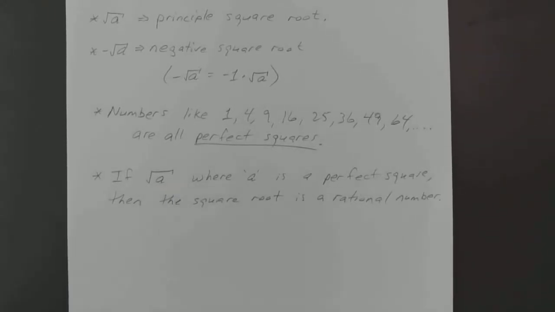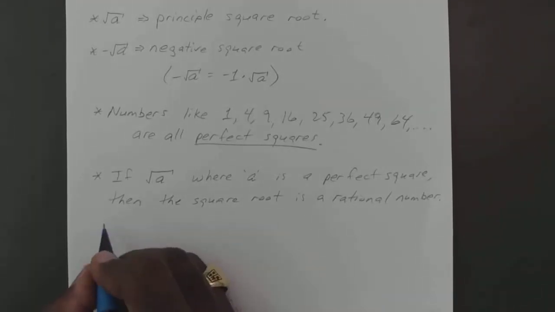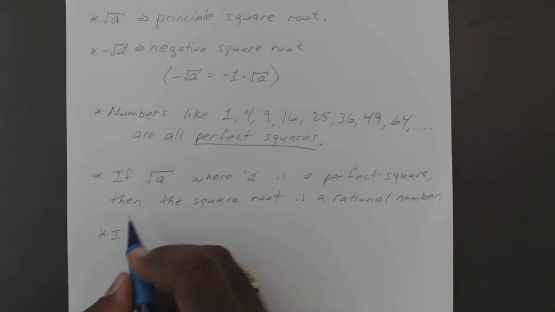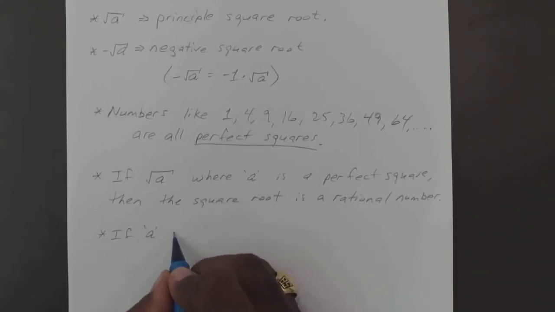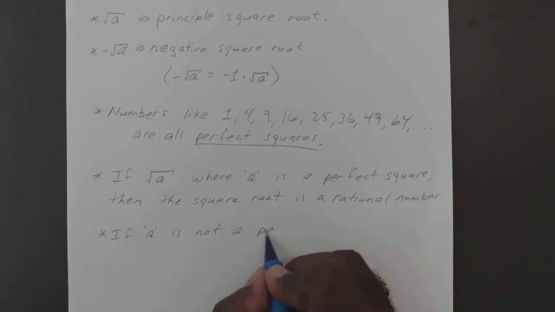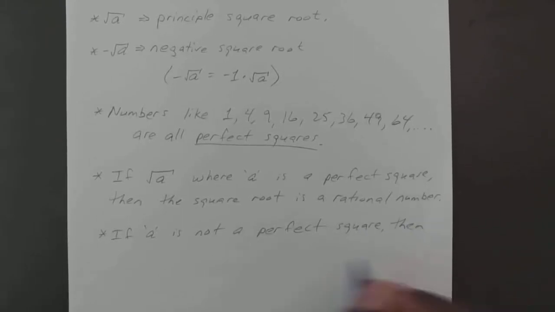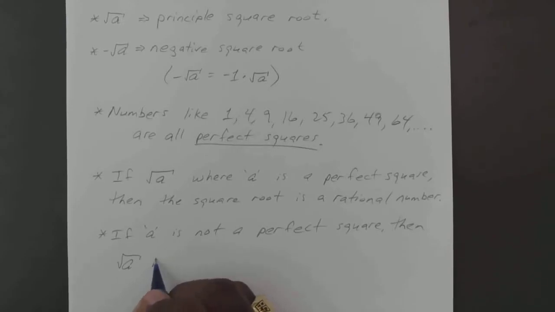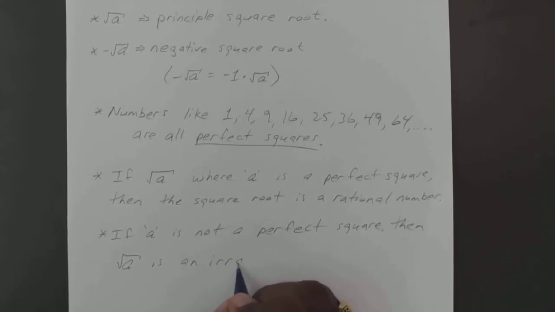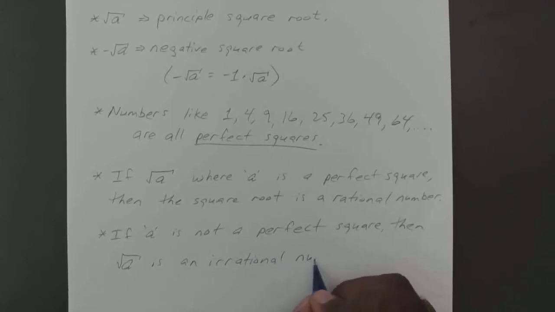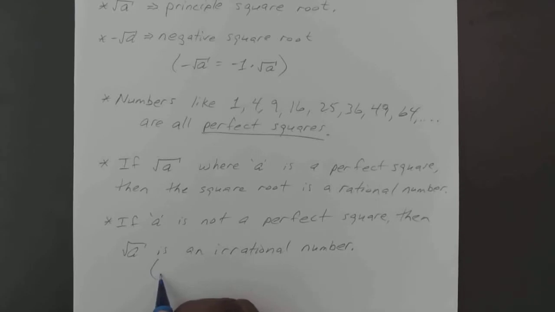Now, if a is not a perfect square, so let's say you had square root of 3 or square root of 7 or square root of 12, then your answer would be an irrational number because you'd end up with a decimal number that really never ends. If a is not a perfect square, then square root of a is an irrational number. For example, square root of 3.